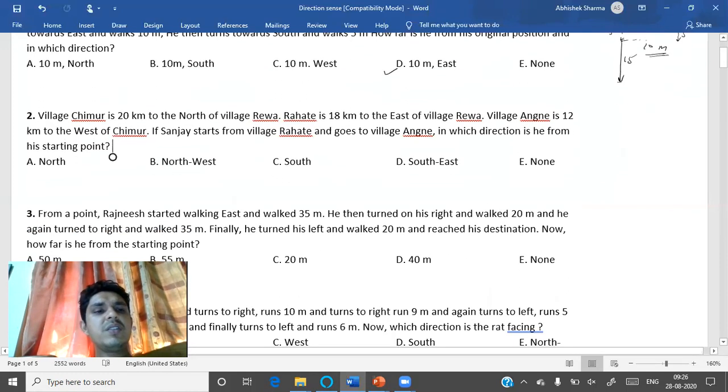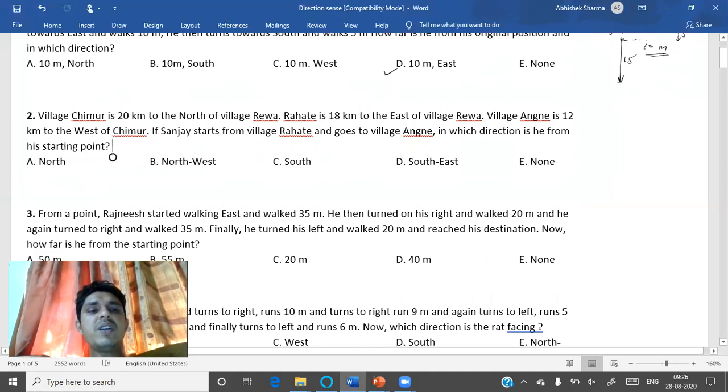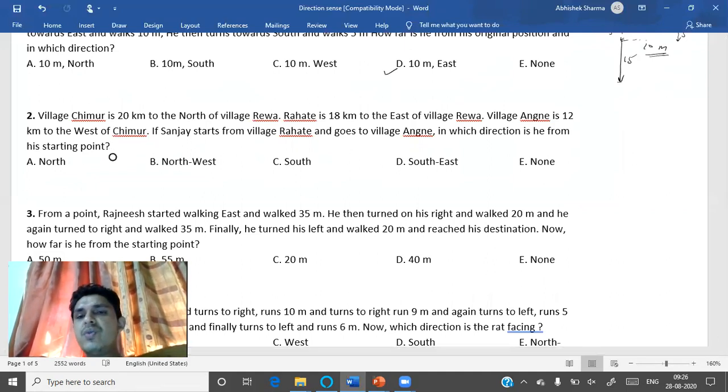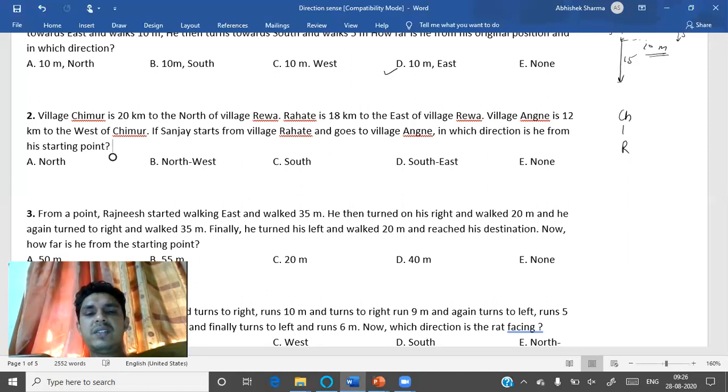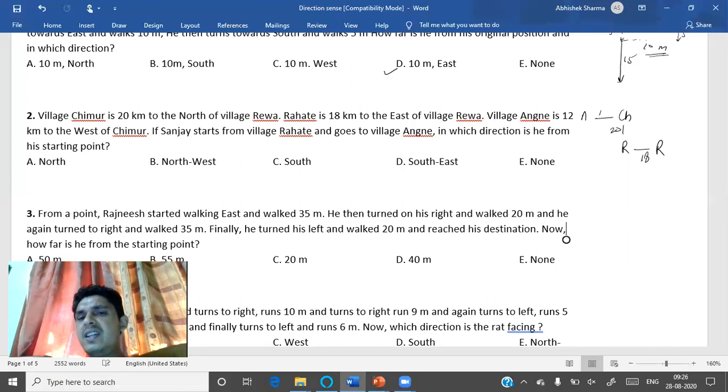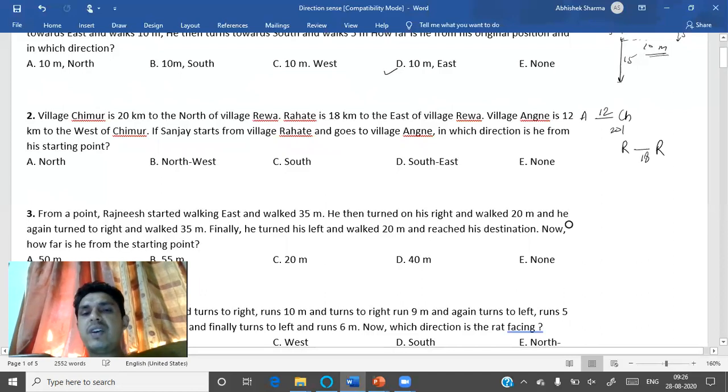Okay, coming to the next question. The question is: village Chimur is 20 kilometer north of village Riva. So I can write it if Riva is here. Village Chimur is 20 kilometer north of village Riva. Rihate is 18 kilometer east of village Riva, so I can write 18 kilometer east of Riva here. Village Anjani is 12 kilometer west of Chimur, so I can write Anjani 12 kilometer west of Chimur.